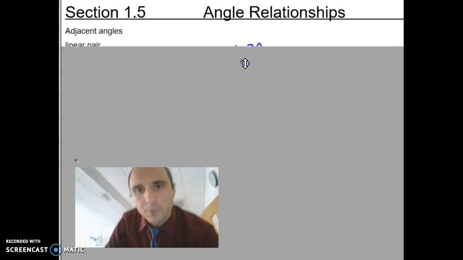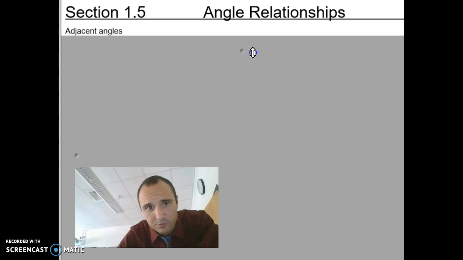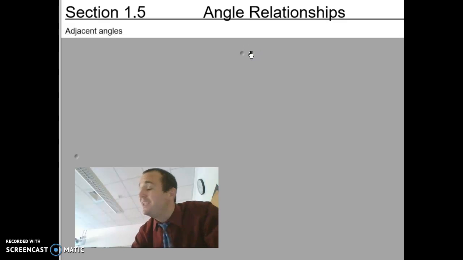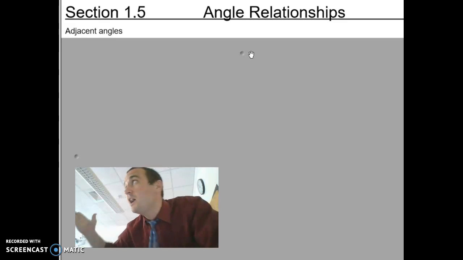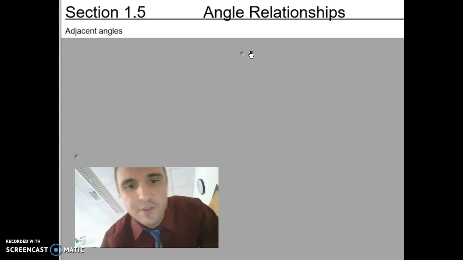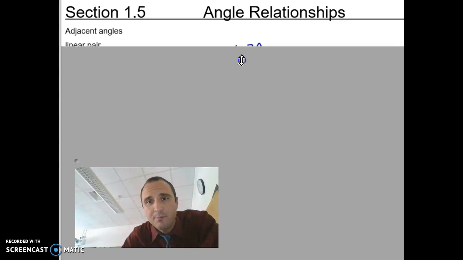Hello, everyone. This is Angle Relationships, section 1.5 in our geometry books. We're going to talk about adjacent angles. The key term here is they share a ray. Very good. They share a side. So I think that's very good that we all remember that. We have an example of it coming up.